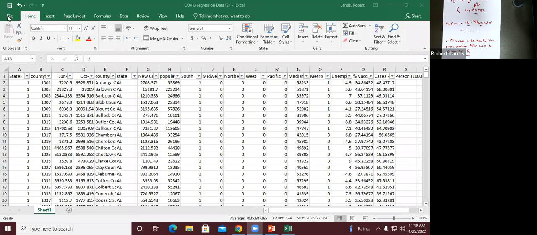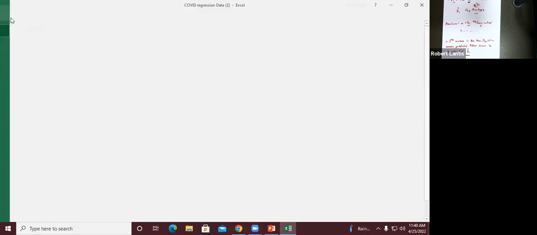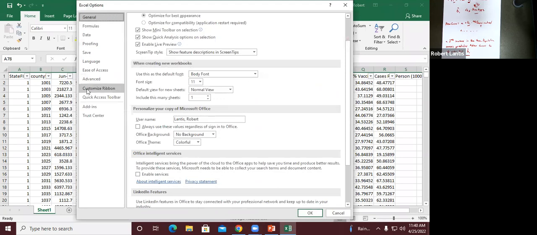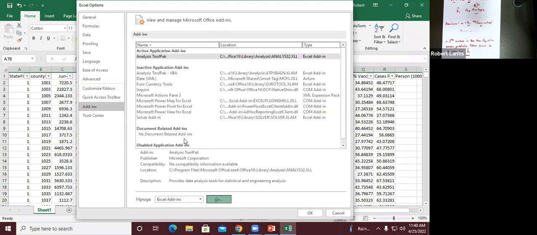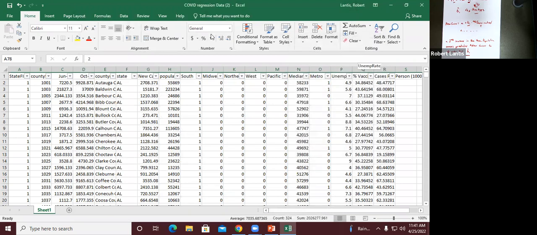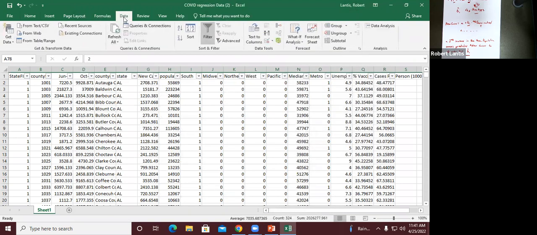So we'll go up here just as a reminder: File, Options, or on Mac, you go up to the Tools bar at the top, go to your add-ins, and make sure that you have this Analysis ToolPak selected. Once you add it in once, it should always be there on the right-hand side under that Data tab.